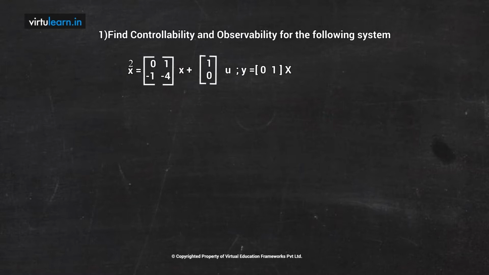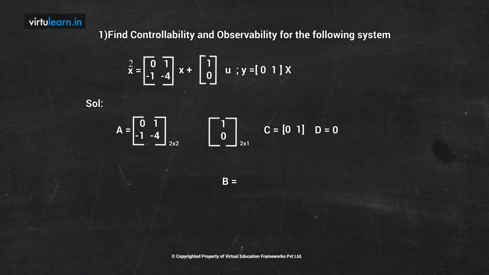The A matrix is going to be [0, 1; -1, -4], and the B matrix we know from it is [1; 0], C is [0, 1], and there is no D matrix, which is 0. We have a test available, Kalman's test. Using the Kalman test we can check whether the system is controllable or observable, or uncontrollable or unobservable. When I say controllable, we know that it is completely controllable.